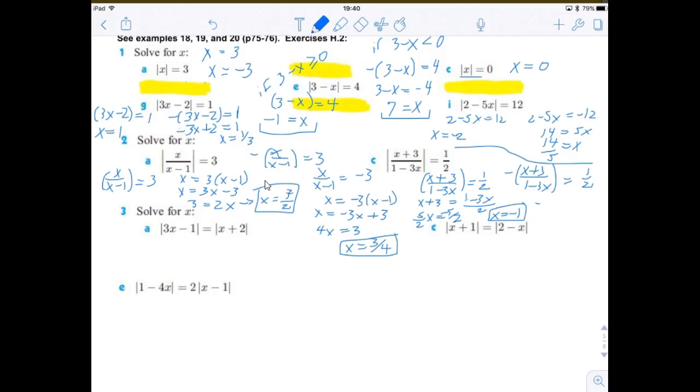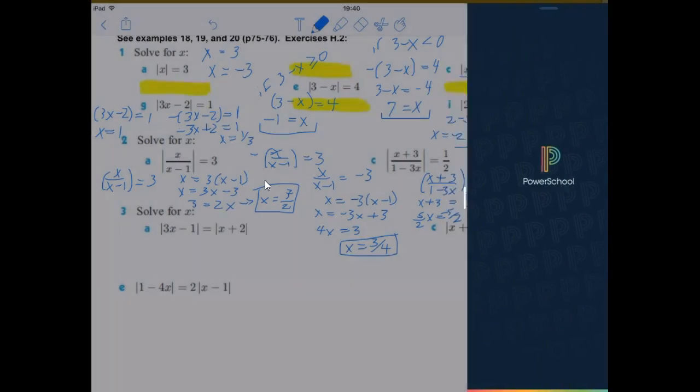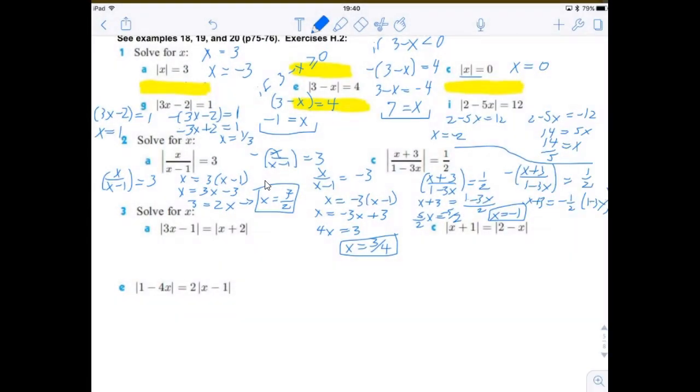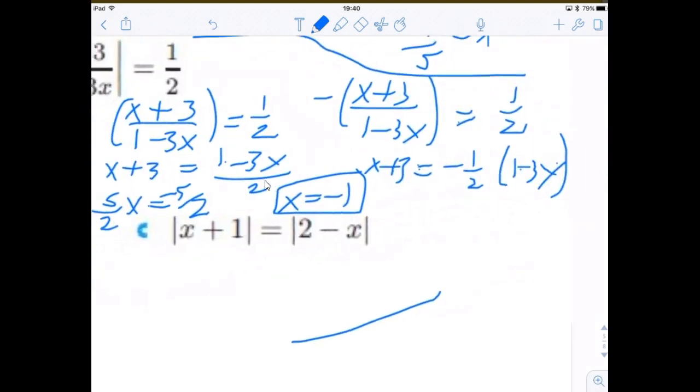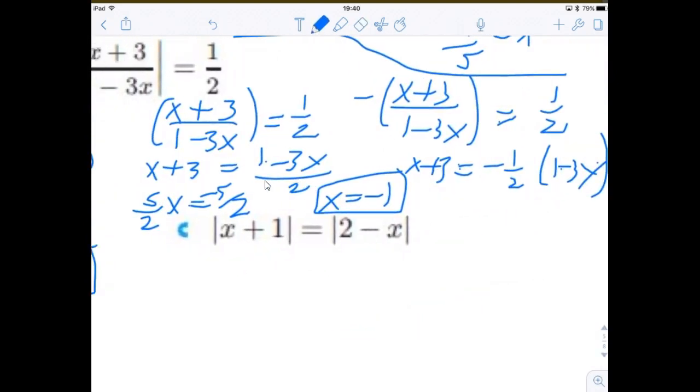So negative, let's move the negative to the other side. It's a little easier if we put negative 1/2. The left side is just going to be x plus 3. And the right side is going to be negative 1/2 times 1 minus 3x. Let me get some more space here. So x plus 3 equals negative 1/2 times that expression in parentheses. We will distribute it.